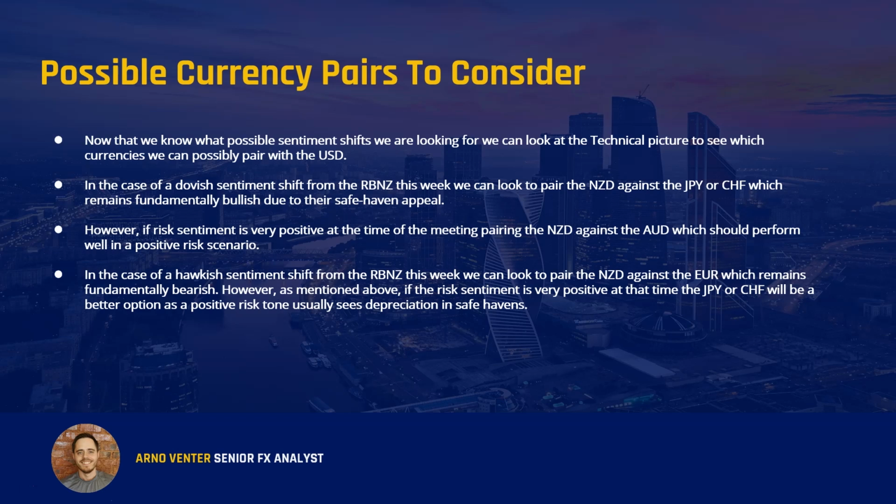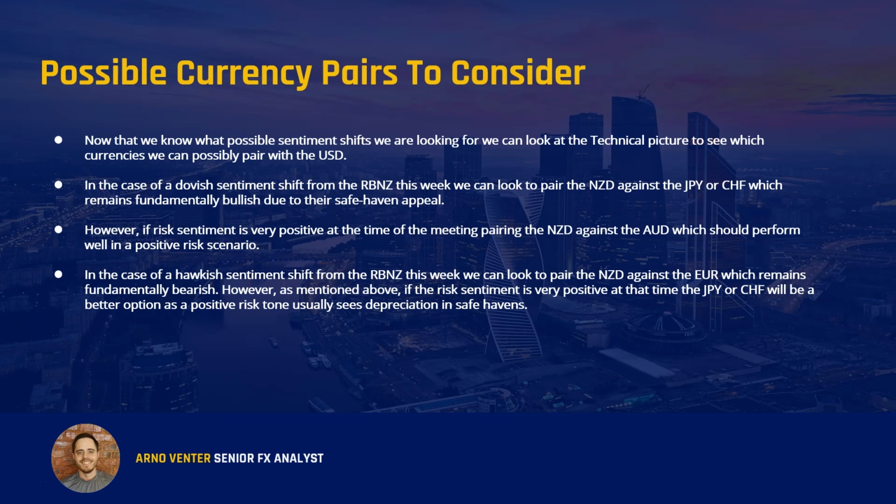Now, possible currency pairs to consider in each of these scenarios. In the case that we see a dovish sentiment shift from the RBNZ this week, we can look to pair the Kiwi dollar against something like the yen or the Swiss. Both of them remain fundamentally bullish due to their safe haven appeal, especially with regards to the concerns about the global economy, as well as the US-China trade war. However, something important, guys: if the risk sentiment is very positive at the time of the meeting, pairing the Kiwi dollar against something like the AUD might be a better option, as the AUD should perform well in a positive risk scenario.